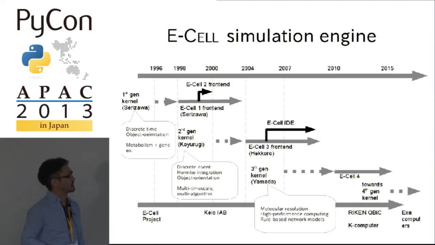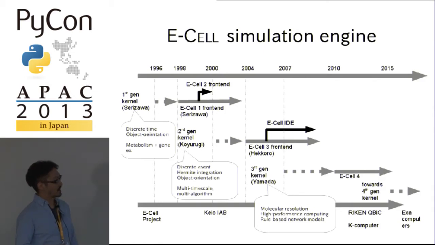So we started the development of the first generation kernel, whose code name was Serizawa, in 1996. This was a discrete time simulator. And we used the idea of object orientation for this. So we could combine metabolism and gene expression using this version.